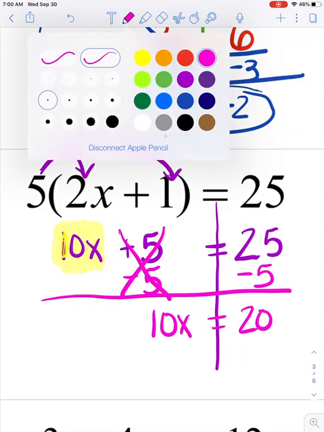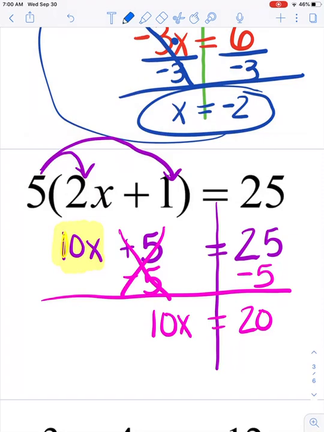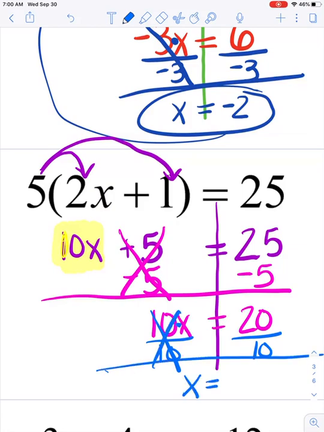My last step here, again, to get x by itself, I have 10 times x. The opposite of multiplying by x is dividing. I like to show my division like this, just putting the line underneath, like making it a fraction. That means division. Again, those 10s cancel out. So it looks like I get x is equal to 20 divided by 10, which is 2.